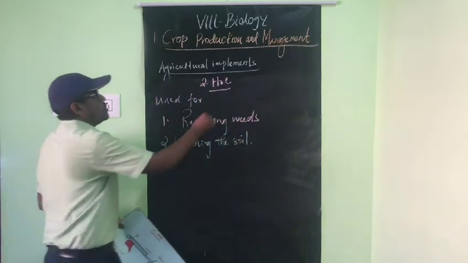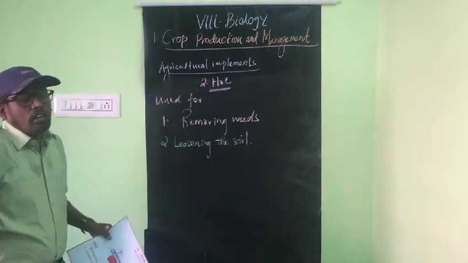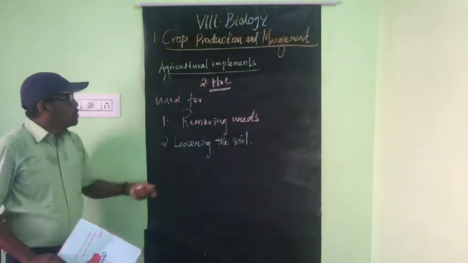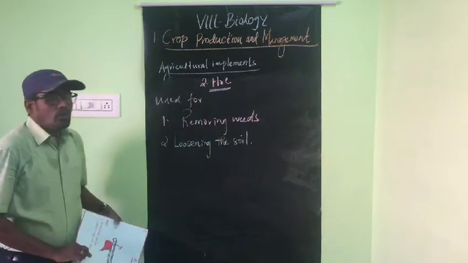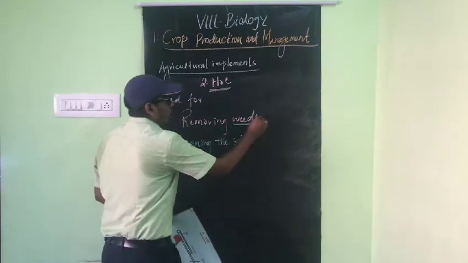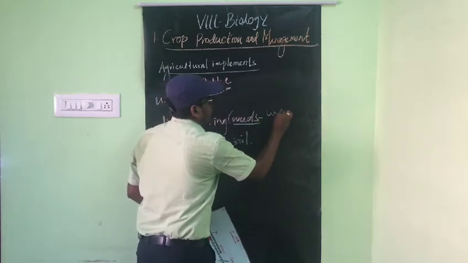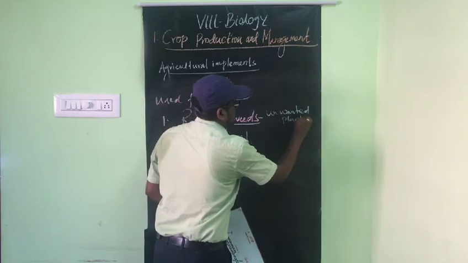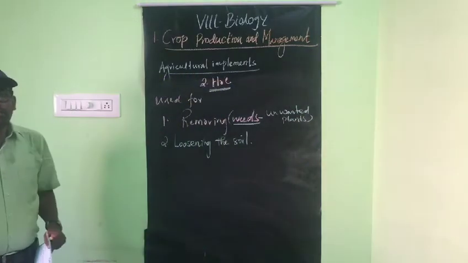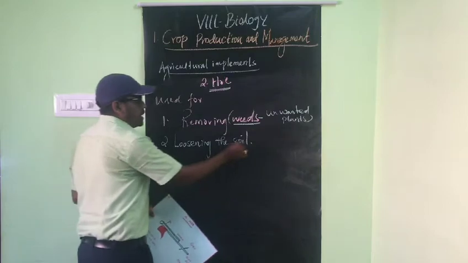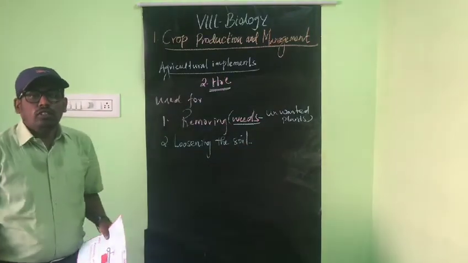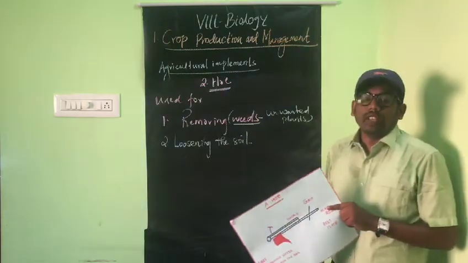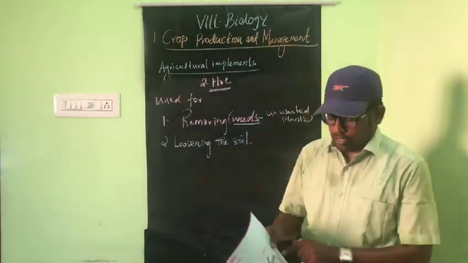So next we are going to discuss the second agricultural implement, that is the hoe. It is used for removing the weeds. I already told you the weeds are unwanted plants. So removing the weeds and loosening the soil is done by the hoe, one of the agricultural implements.